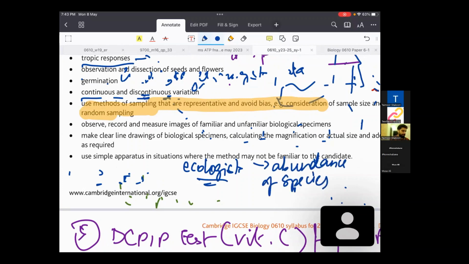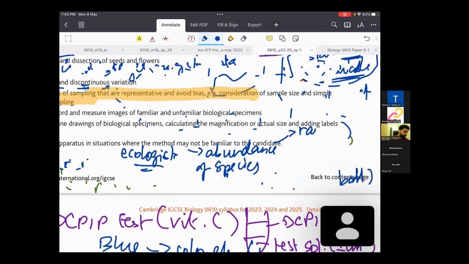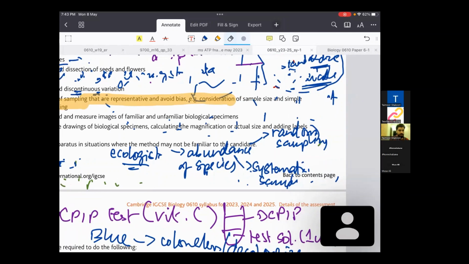Let's say it's a whole grassland, all right? So what are the two ways in which they can go about it? They either go about it by random sampling, or they go about it by systematic sampling. Random sampling is mostly what, if at all, will be asked. Random sampling means that it is without bias. What does without bias mean?